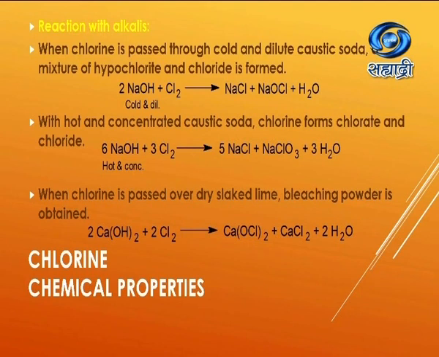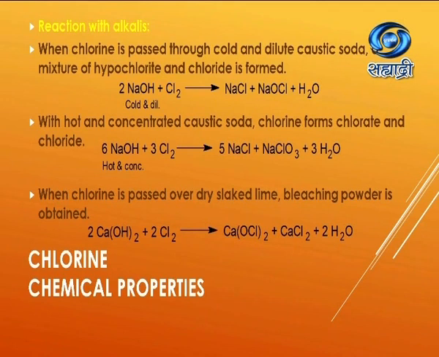and sodium hypochlorite. With hot and concentrated caustic soda, that is sodium hydroxide, chlorine forms chlorate and chloride. So 6NaOH plus 3Cl2 gives 5NaCl plus NaClO3 plus 3H2O. So NaClO3 is sodium chlorate.